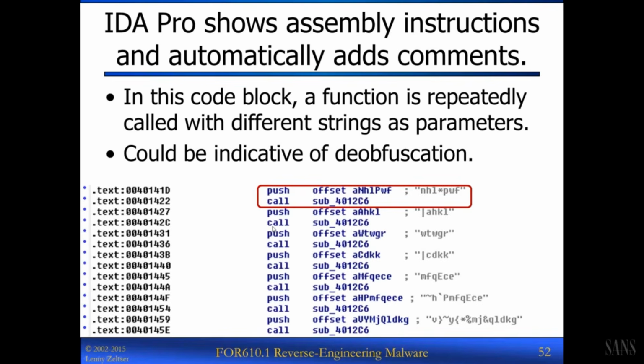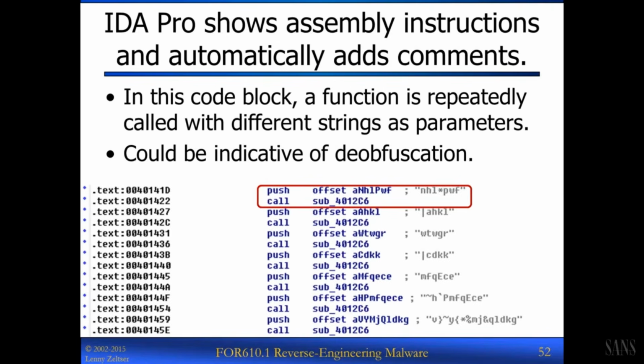Calls are one of the easier instructions to understand, because when you see a call, it basically means it's calling a function. So when you see a call, you can think to yourself, all right, this is calling a function. Now, what function is it calling? Well, the function name here is sub_4012c6. Now you might think to yourself, wow, that is a terrible function name. Who would come up with that?